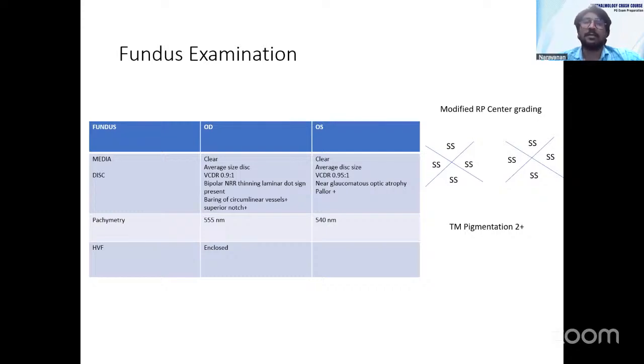While looking at the fundus of the patient with a 90D lens through slit lamp biomicroscopy, it was an average size disc with a vertical cup disc ratio in the right eye of about 0.9:1 with bipolar thinning. The presence of bayoneting of circumlinear vessels was there. There was also a superior notch, and the left eye showed an average size disc with vertical cup disc ratio of 0.95:1 with glaucomatous optic atrophy and pallor, which was correlating to the RAPD as well. The pachymetry was 555 in the right eye and 540 in the left eye.